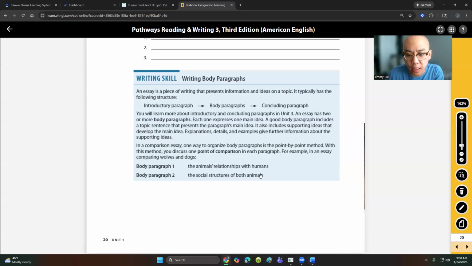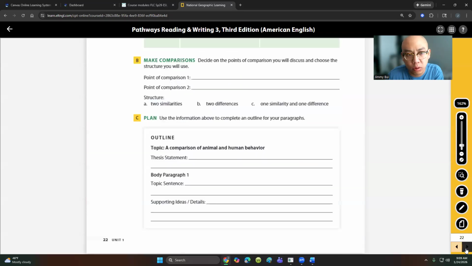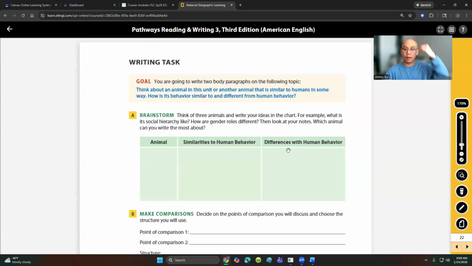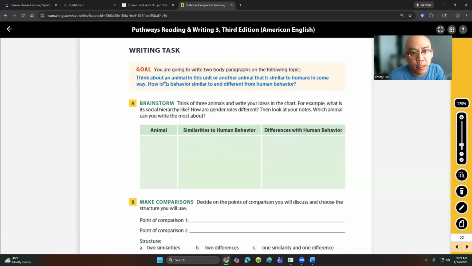Going forward a little bit to create an example, next week you will be assigned a writing assignment. Just to give you a heads up, what your assignment is going to be: you will be writing two body paragraphs on the following topic. Think about an animal in this unit or another animal that is similar to humans in some way, and how is its behavior similar to and different from human behavior?